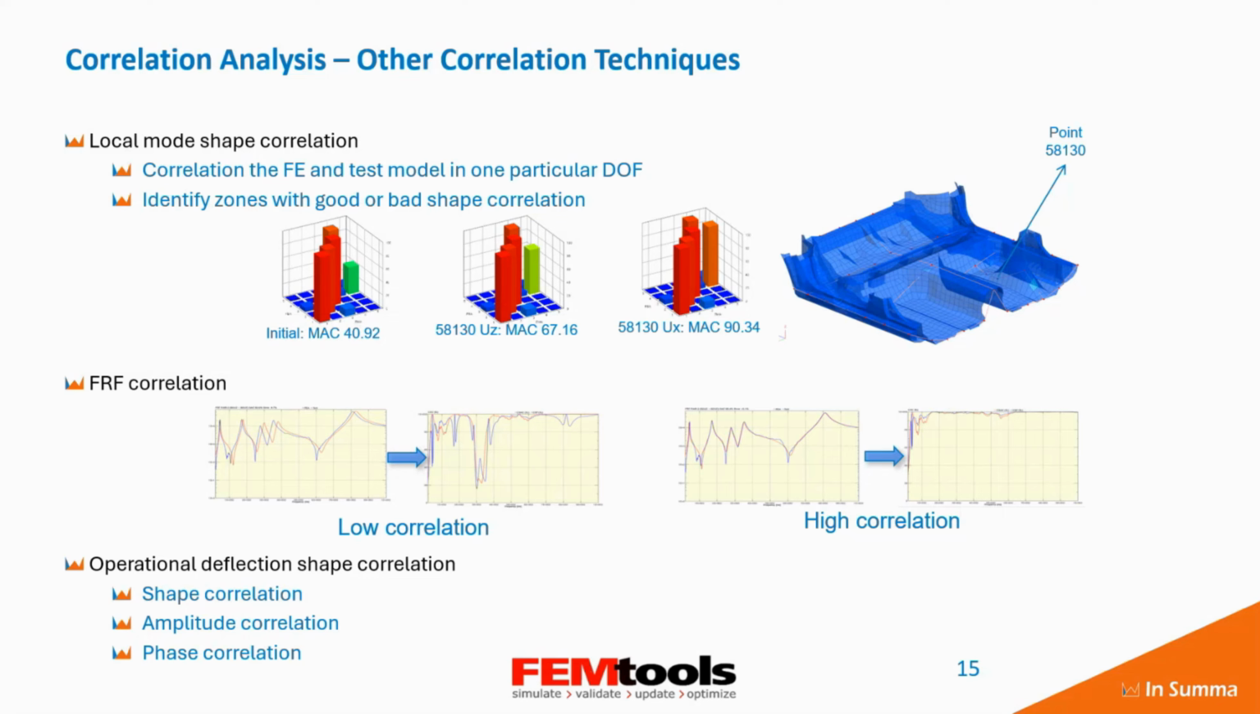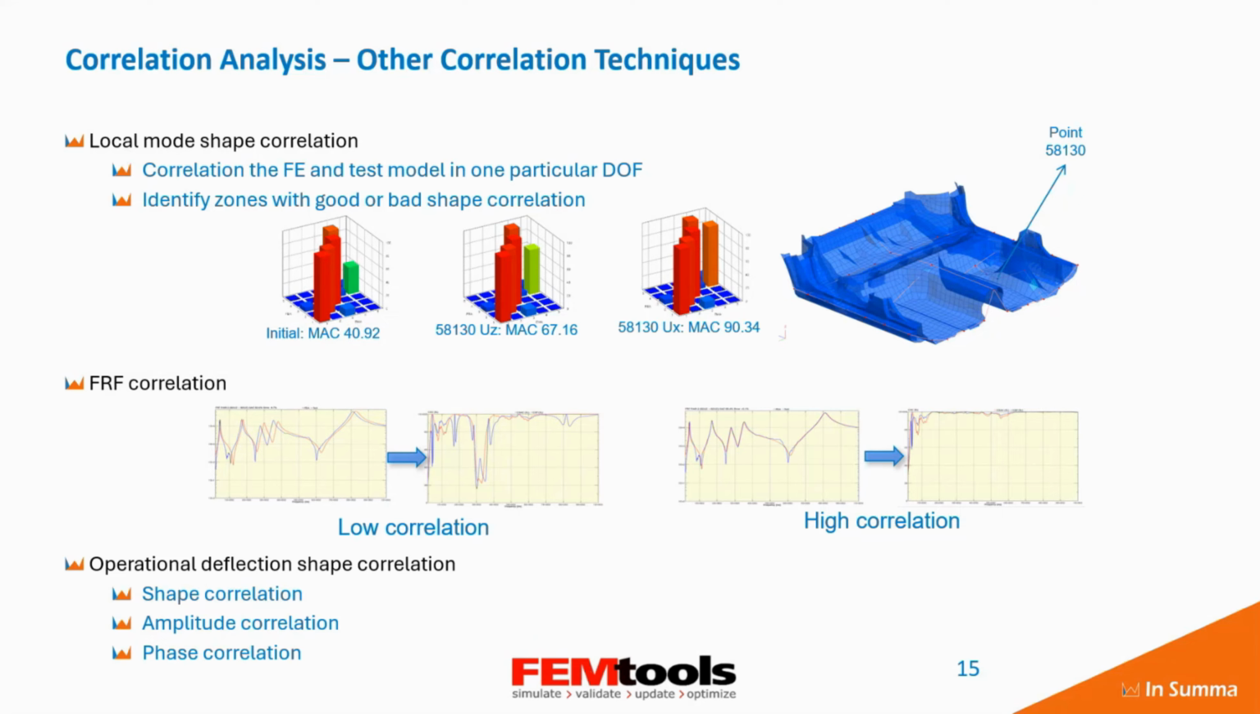So in this slide, in the top figure, we have an example of a local correlation using the MAC contribution analysis, which helps us to identify the degrees of freedom that have a big impact on the overall MAC matrix. And what we see here in this example is a correlation that is initially very low, and by eliminating two degrees of freedom, we end up with a very high correlation, which is represented by the middle and the right figure here for the MAC distribution.